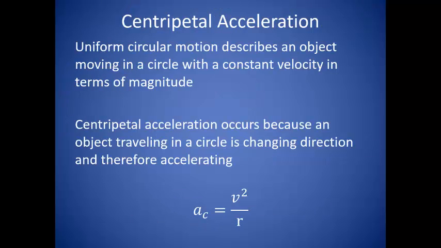So uniform circular motion describes an object moving in a circle at a constant velocity in terms of magnitude only. Okay, if it's moving in a circle, it's changing direction, so it does have an acceleration. We call that acceleration centripetal acceleration. The equation for centripetal acceleration is pretty simple. Velocity squared divided by the radius of your circle.